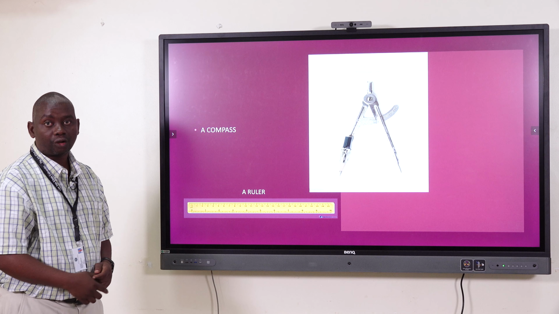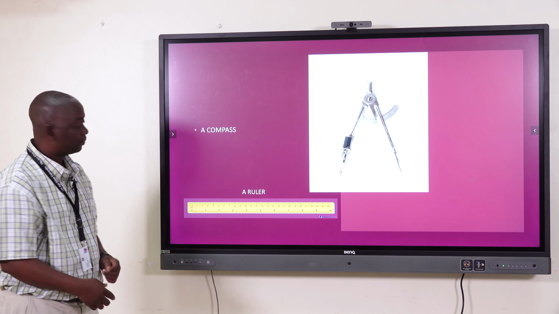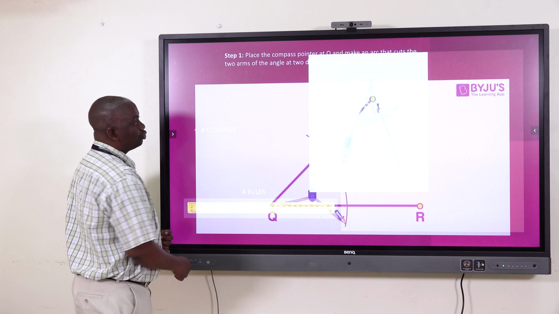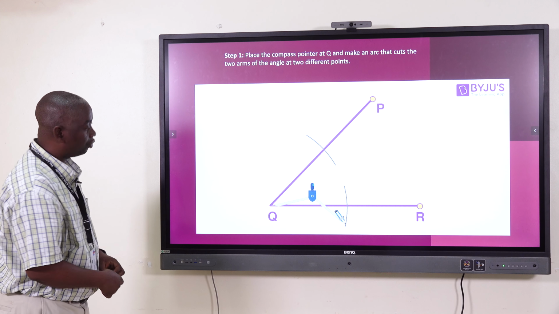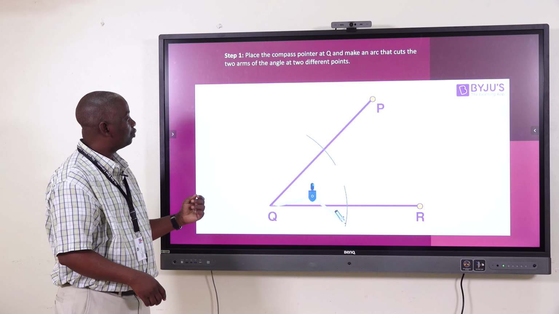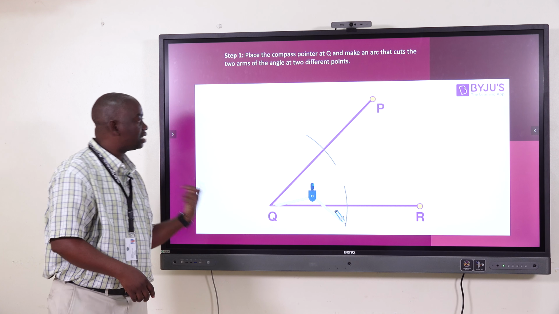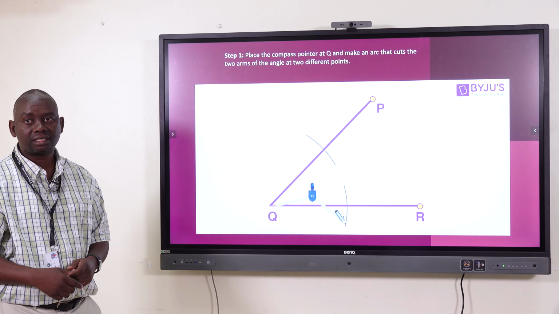We have an example of an angle that we want to bisect. But before you bisect any angle, you need to have these two tools, that is a compass and a ruler. We will use these two tools so that we can bisect an angle, and we will also look at the steps on how to bisect this angle.